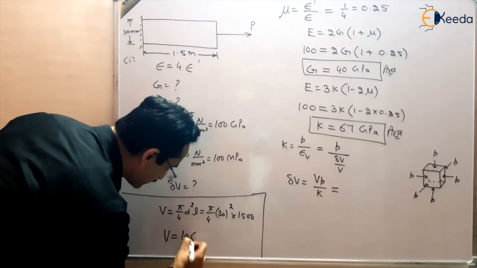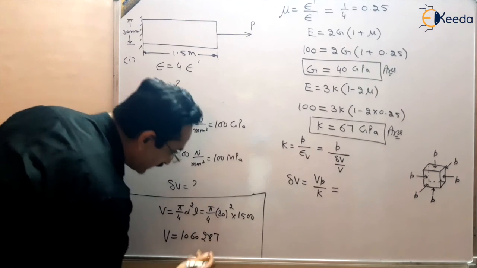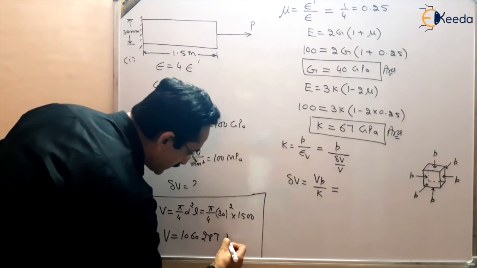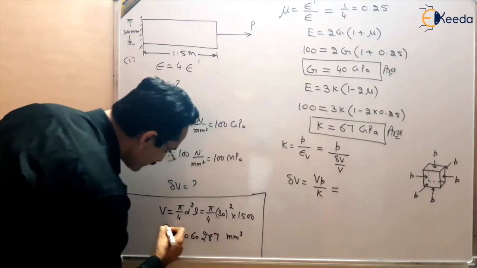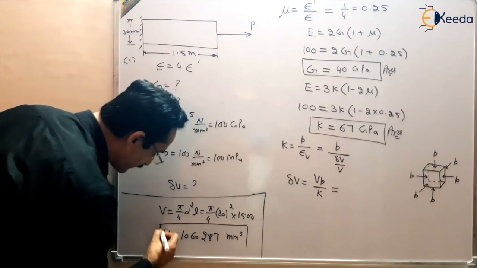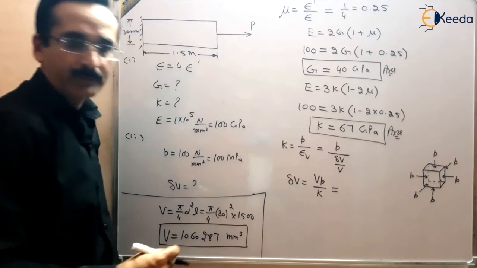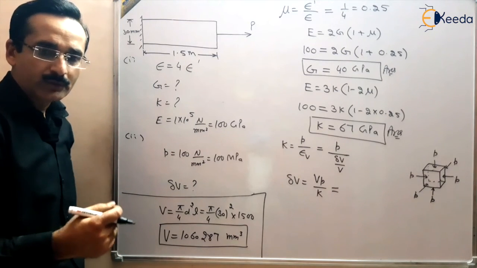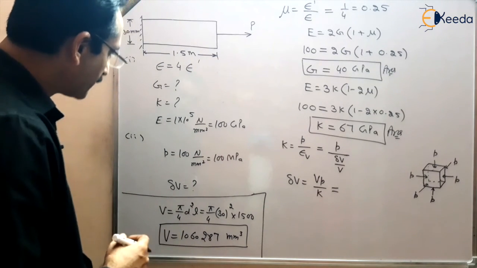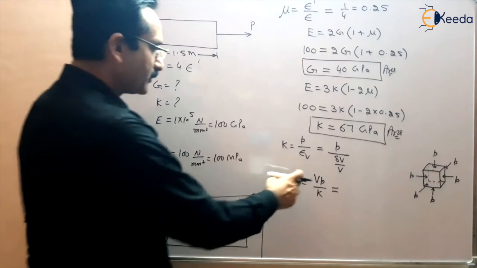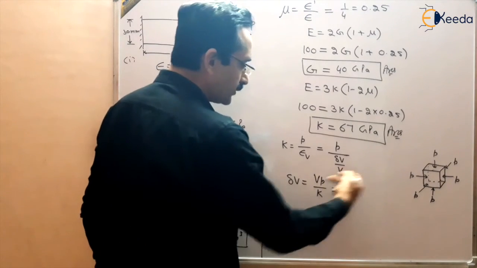You will get the volume as 1060287, nearly this much millimeter cube. This is the volume of this body. We can put it here in millimeter cube and we'll get the answer in millimeter cube.